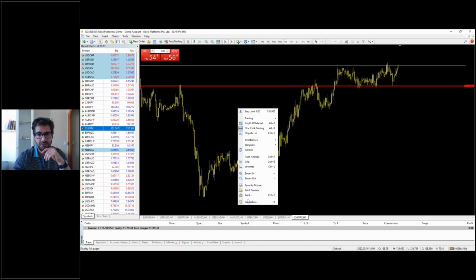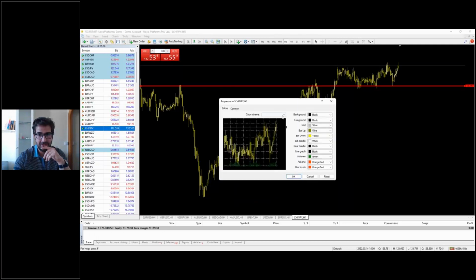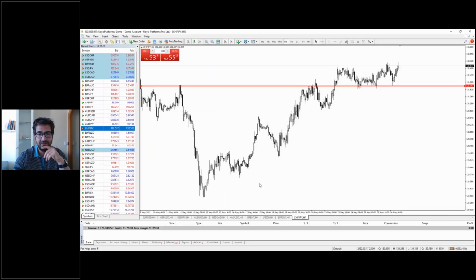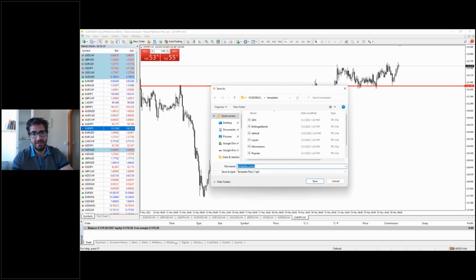For me, I use this standard template. You can go here if you would like, and use black on white, and then you will have this clear chart directly. And if you liked it, you can save it here. You can save template, and you can name it as default. I already named it as default.